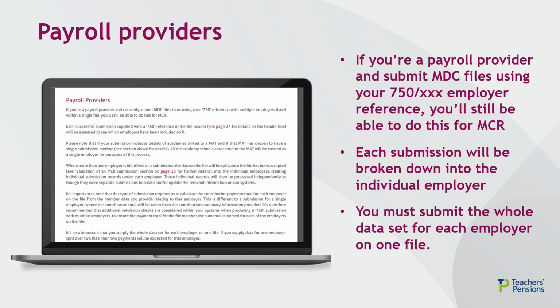Over the past few years, there's been an increase in the number of employers using third parties to act on their behalf. Payroll providers can submit information to us on an employer's behalf by using their own reference number. This means they're able to submit one file for all of the establishments they provide a service for. We then split these files into separate files for each establishment they look after and provide a total that we would be expecting against each of those establishments.